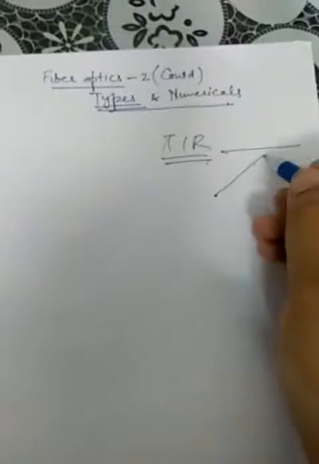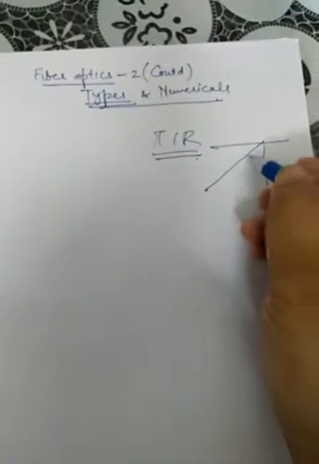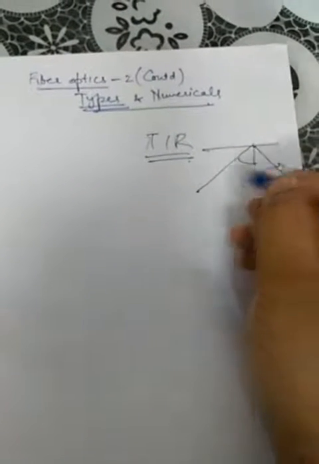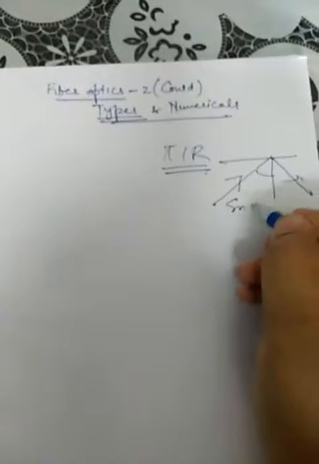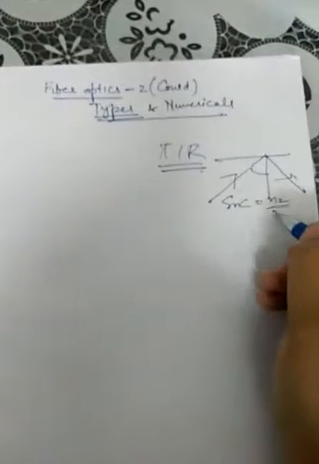So TIR, which says when the light moves from denser to rarer, if it strikes at an angle greater than the critical angle, it undergoes total internal reflection. So that phenomenon we have studied, and then we have found out the relation sin C is equal to n2 by n1. Then we have discussed what the optical fiber is made up of.